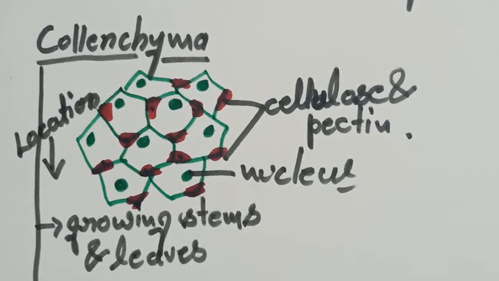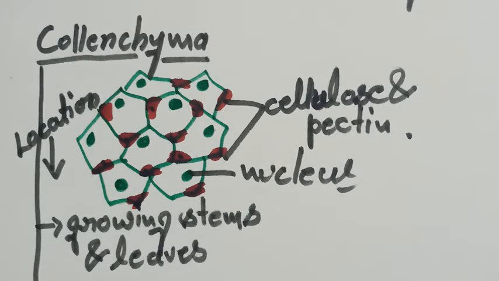And then what are the functions of collenchyma? They give structural support to the growing stems and leaves. The cells that have chlorophyll carry out photosynthesis. So two functions are there: the first one is structural support, and the second one, those collenchyma which contain chlorophyll carry out the process of photosynthesis.